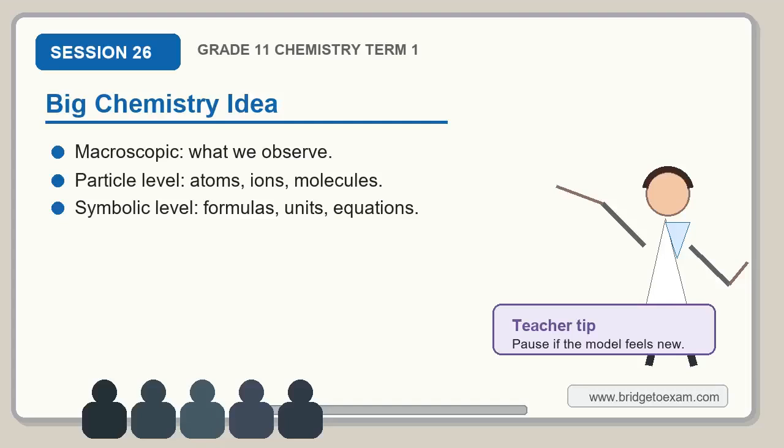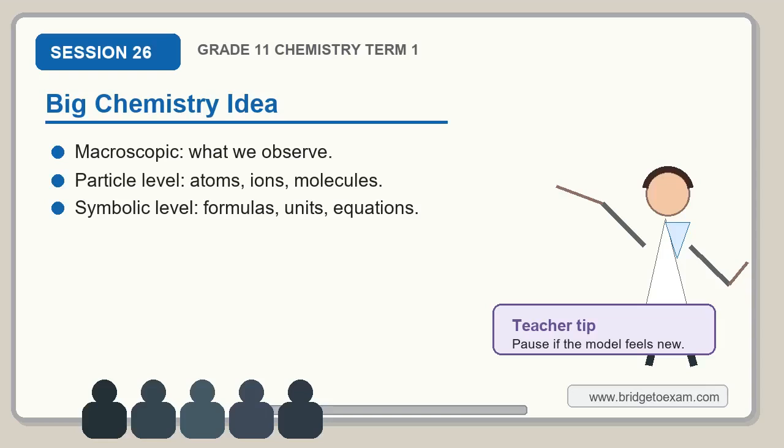First, keep the three chemistry levels together. Balancing equations is based on conservation of matter. Atoms are rearranged, not created or destroyed, in ordinary chemical reactions. Coefficients change the number of particles or formula units. Subscripts are part of formulas and must not be changed while balancing.